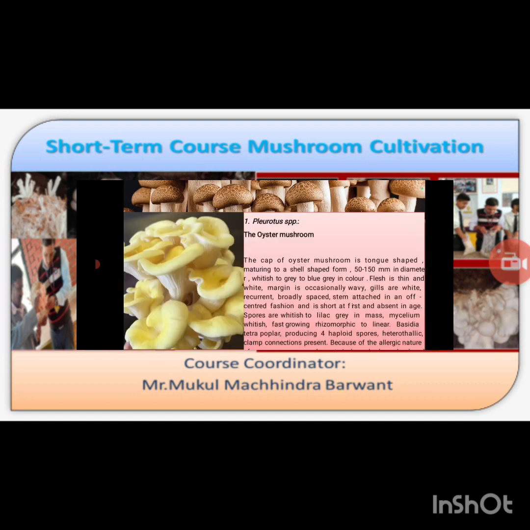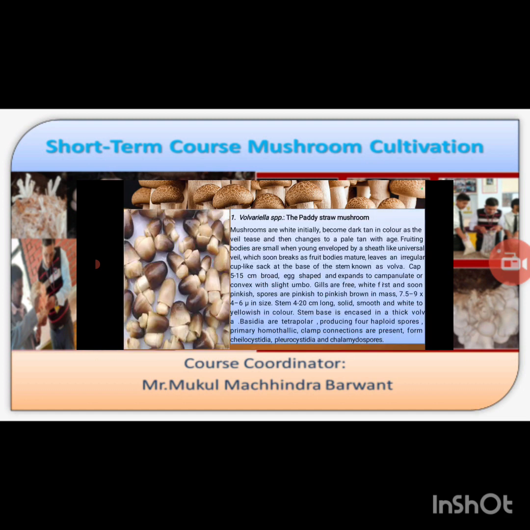Then another species. I first discussed the morphological characters, and in this slide we are going to see the morphology of different types of mushroom. Next is the oyster mushroom, which we call Pleurotus. The cap of the oyster mushroom is tongue-shaped, and at maturity whale-shaped, 15 to 150 millimeters in diameter, whitish gray-blue in color, with thin white flesh and an occasionally wavy margin. Gills are white, recurrent, broadly shaped. The stem is arranged in a central fashion, short at first, absent with age. Spores are whitish, elliptical, gray mass. Mycelium is whitish, fast-growing, rhizomorphic, linear. Basidium is tetrapolar, producing four haploid spores, heterothallic, with clamp connections. It is allergenic in nature. That is overall about the Pleurotus mushroom.